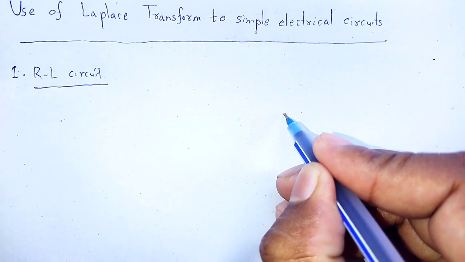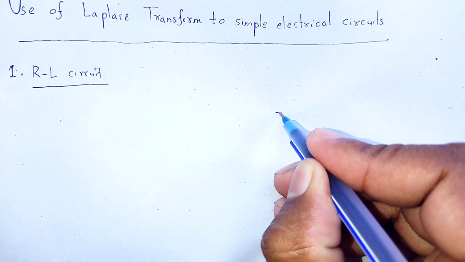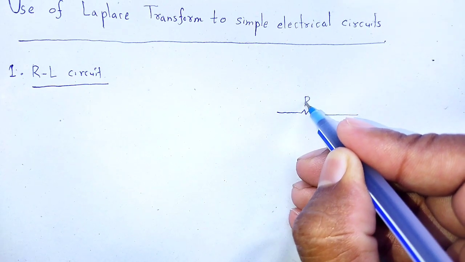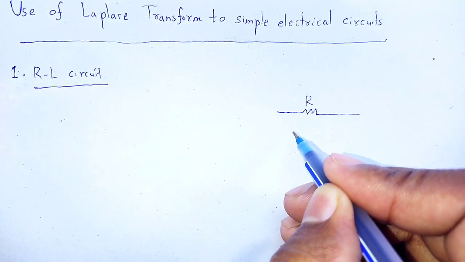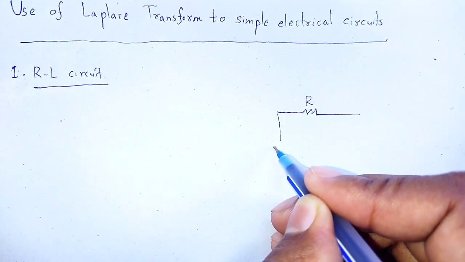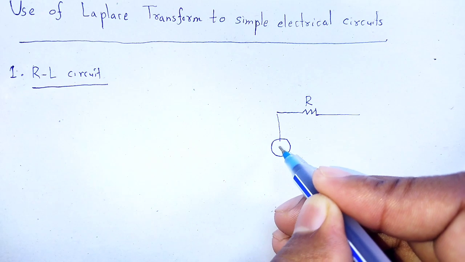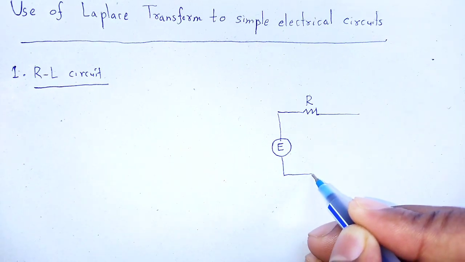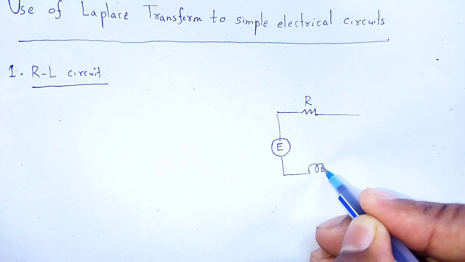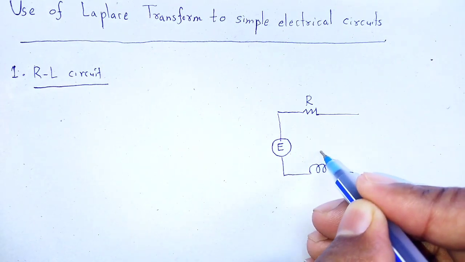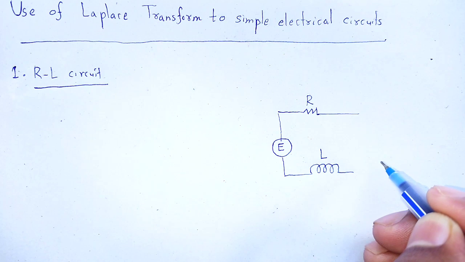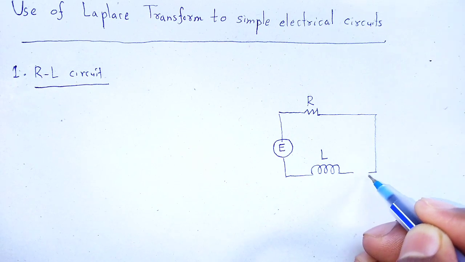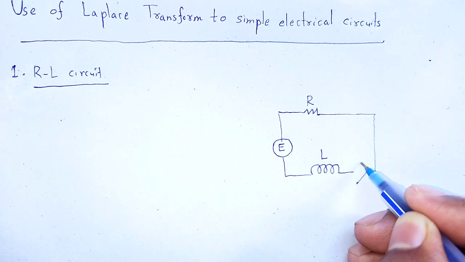Let us consider an electrical circuit that consists of a resistor having resistance R. We provide a voltage source, EMF E, and an inductor having inductance L, and a switch S.